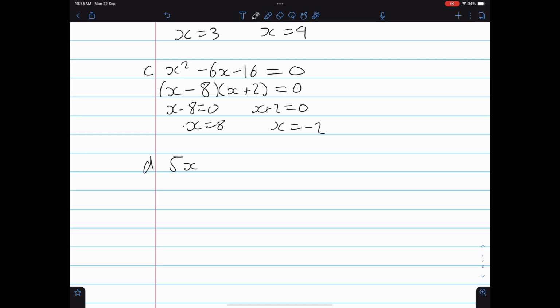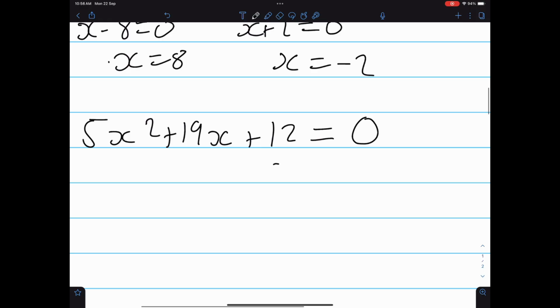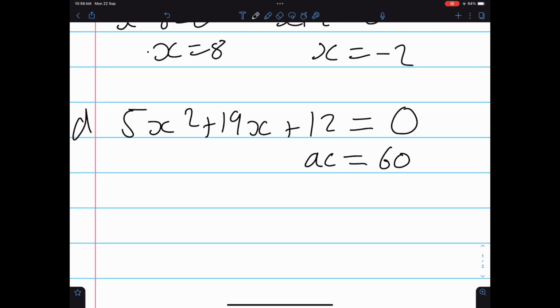Now here is where it gets slightly harder, when the lead coefficient, the coefficient of x squared, is not 1. So what I would do here is I would say that AC, which is 5 times 12, is equal to 60, because we're doing the constant multiplied by the lead coefficient. And now we want two numbers that multiply to 60 and add to 19. And that will be 15 and 4.